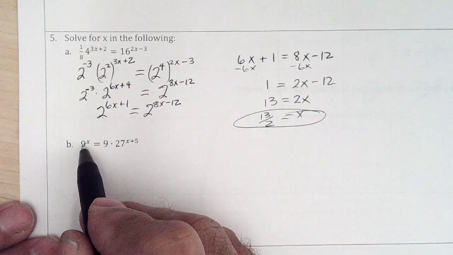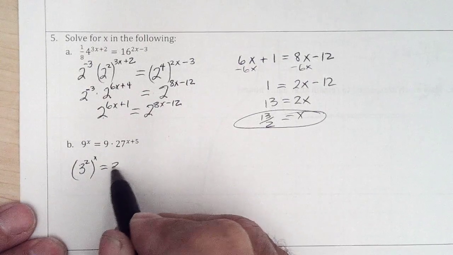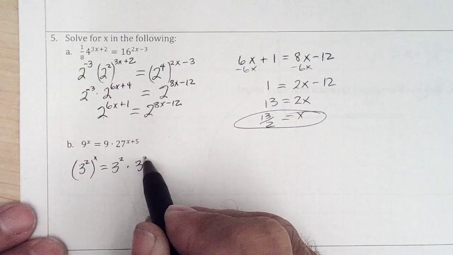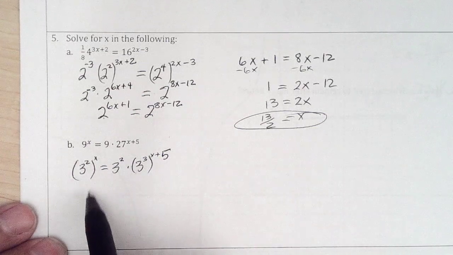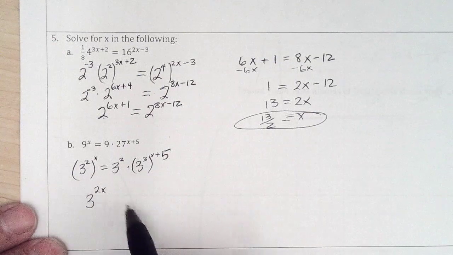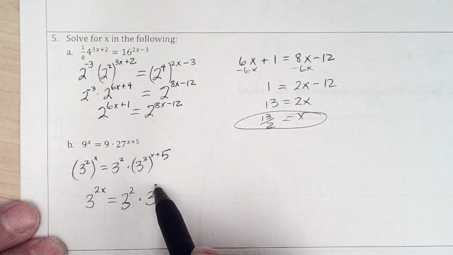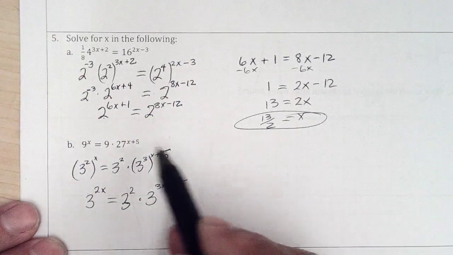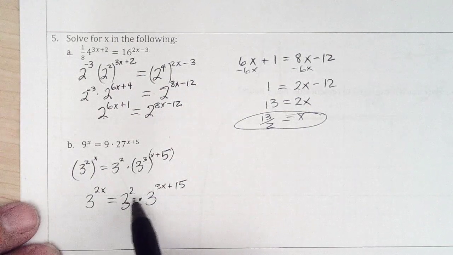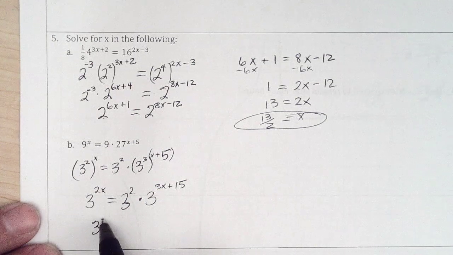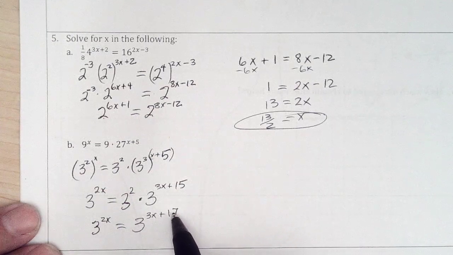Got 9s and 27s. They're all powers of 3. So we got 3 squared to the x equals 3 squared times 3 cubed is 27 to the x plus 5. So we have 3 to the 2x, 3 to the 2 times 3 to the 3x plus 15, because we've got to take this times that power, all of it. And here we have to add when you multiply, so we get 3 to the 2x equals 3 to the 3x plus 17.